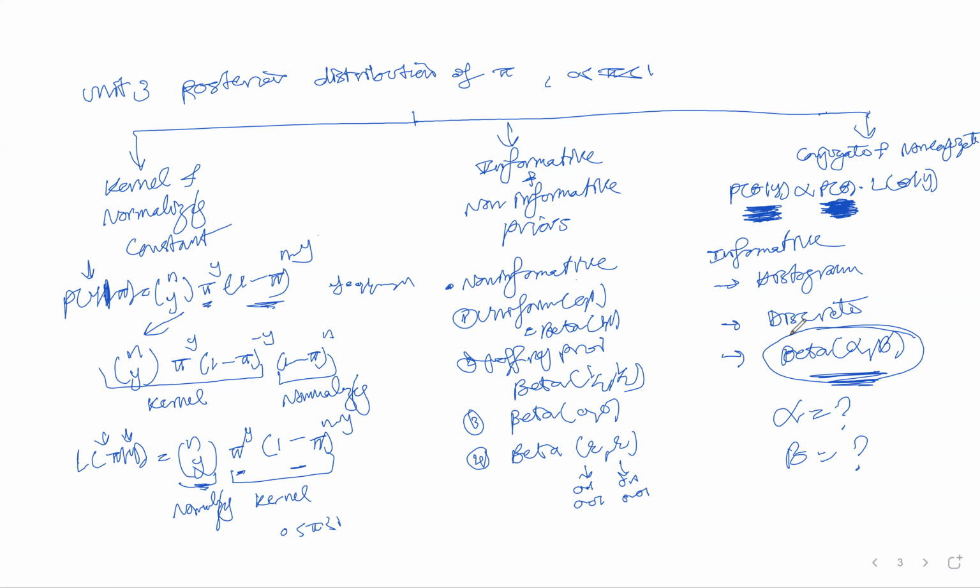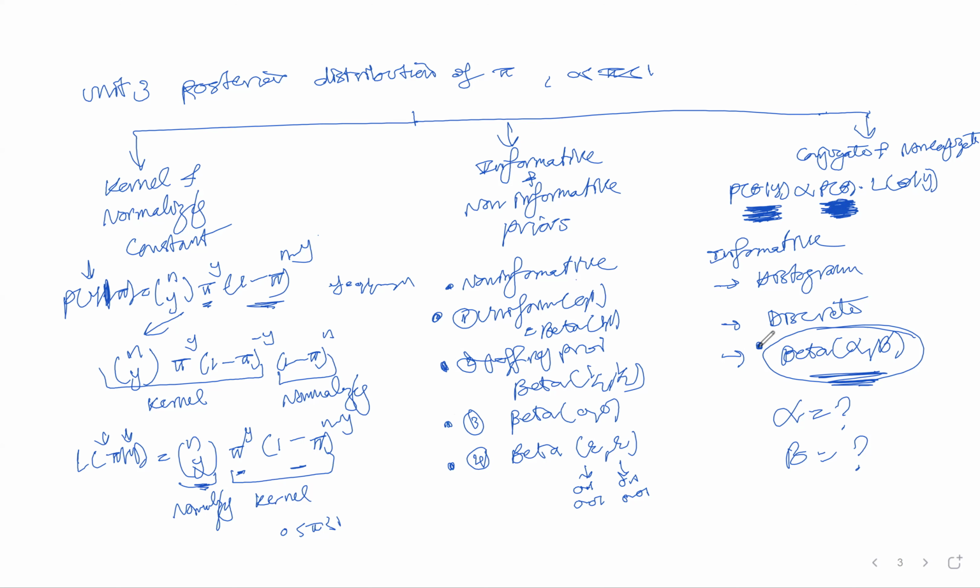Once you know the posterior distribution, now you can do inference and estimation. So if you use the actual uniform, the Jeffreys prior, beta(0, 0), beta(epsilon, epsilon), or beta(alpha, beta), under all of these the posterior distribution is beta also.